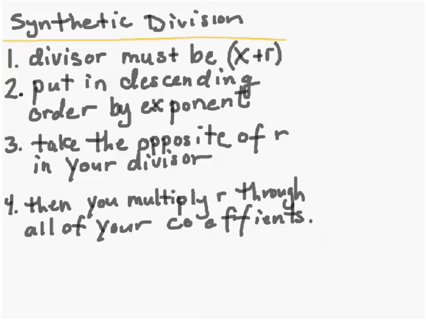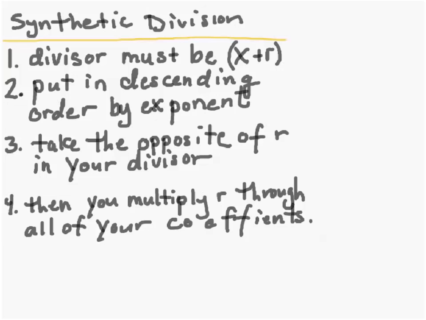Okay. Step 2. Put in descending order by exponents. x to the 4th plus x to the 3rd plus x to the 2nd plus x to the 1st plus your number, your integer, or whatever it is. And if you don't have a term, you have to put in a placeholder like 0x to the 2nd.